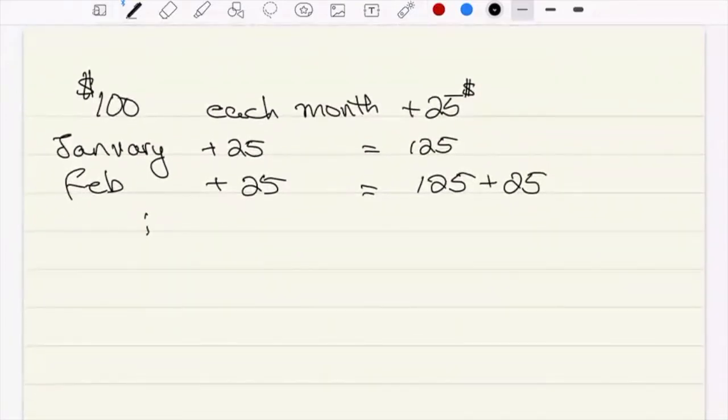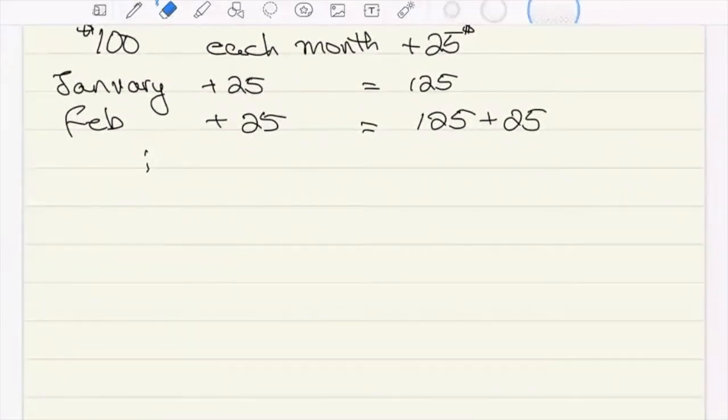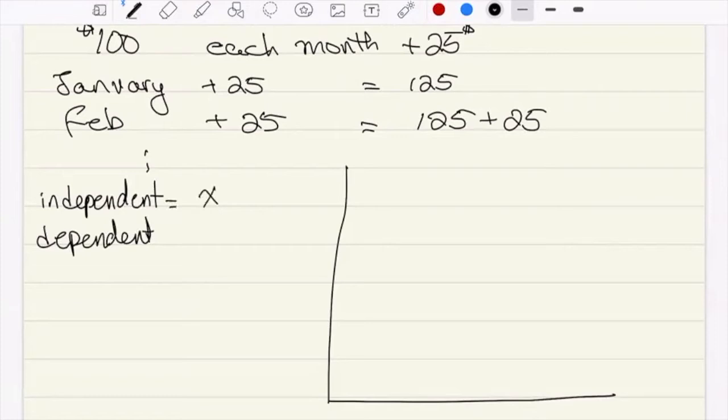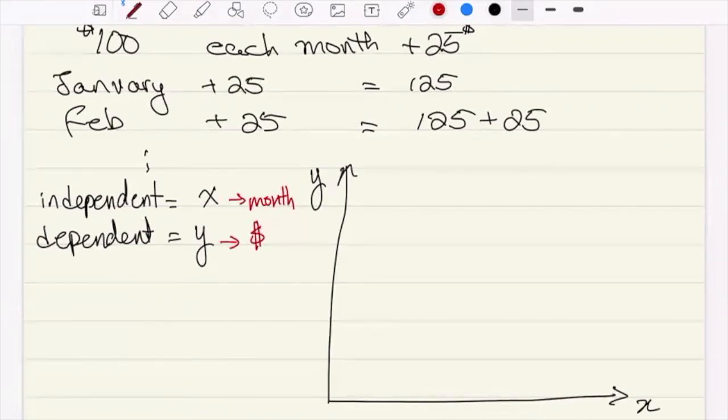When I said month is independent and money is dependent, why is that? Well, if I were to draw the graph, we know that independent means X and dependent means Y. So on the Y-axis, we put it here, and the X-axis, we put it here. But you would say, why did you choose months as independent and the money as dependent?